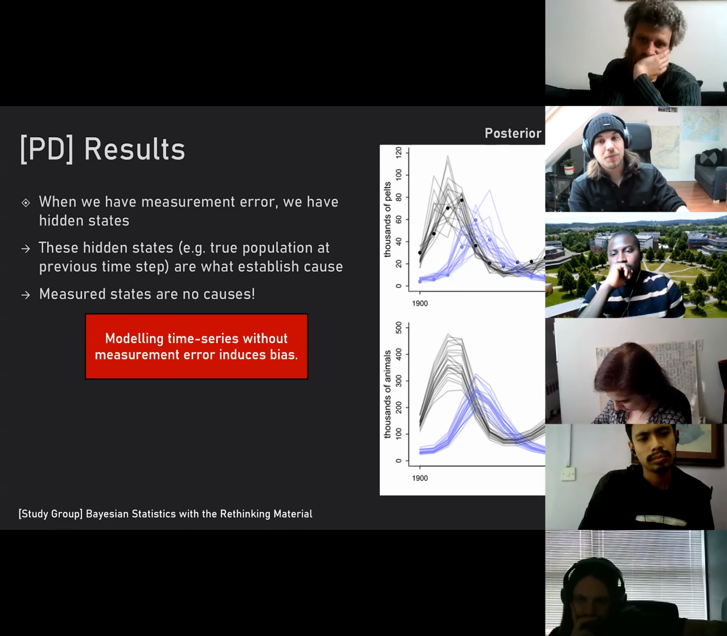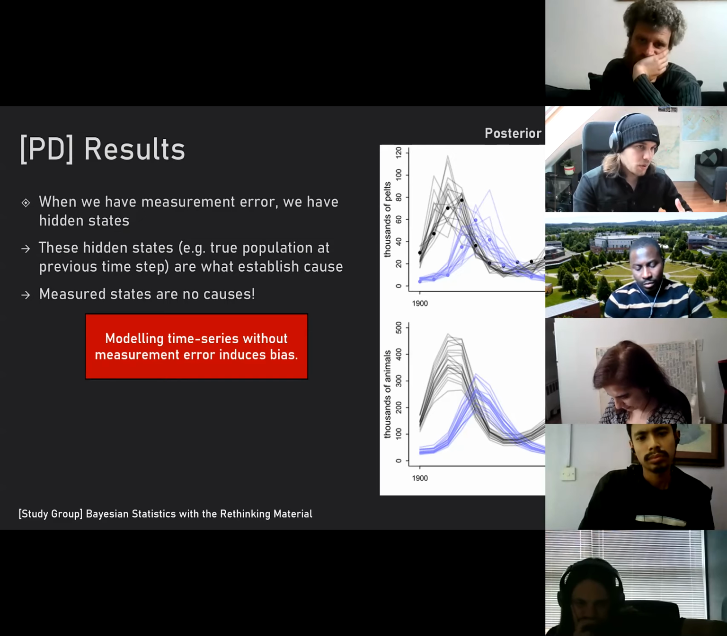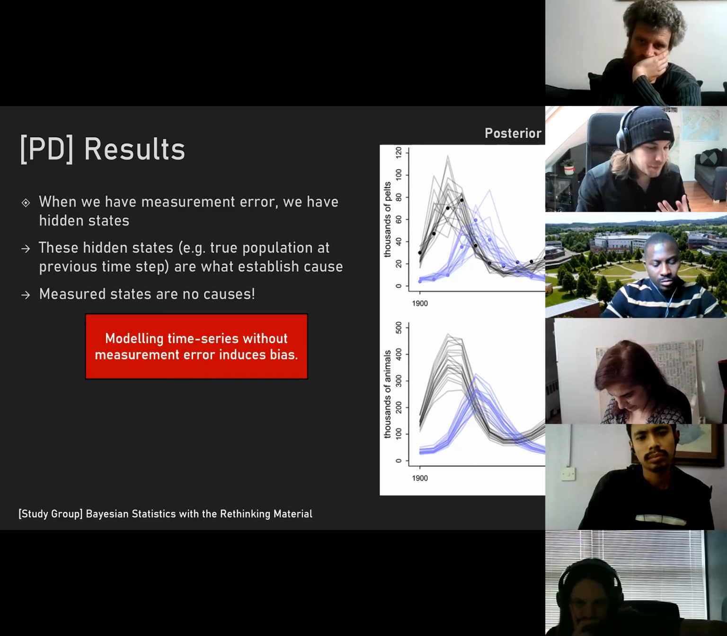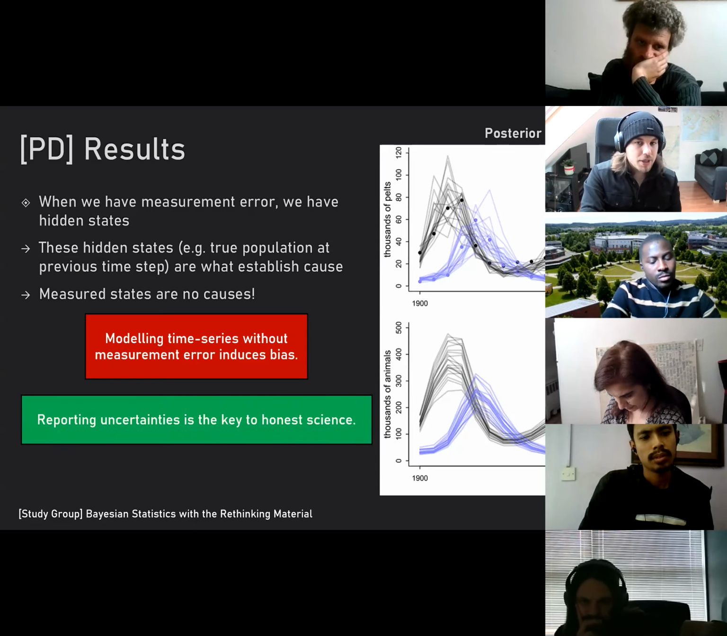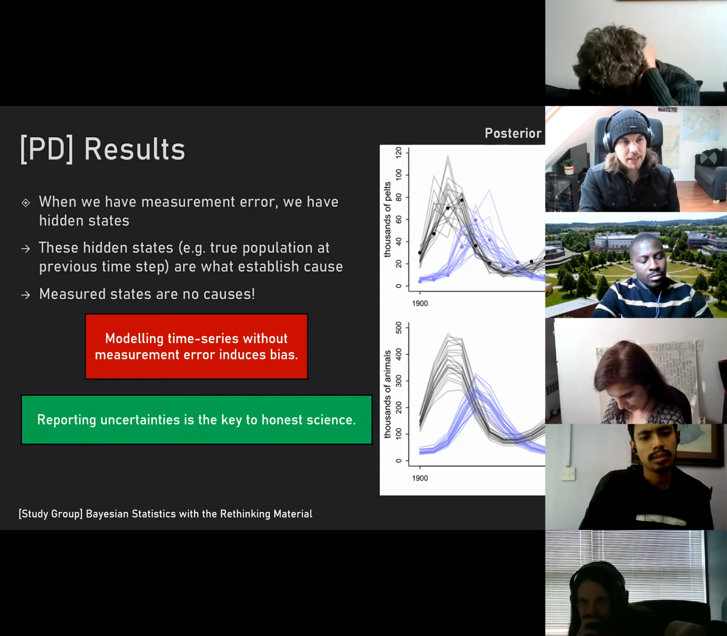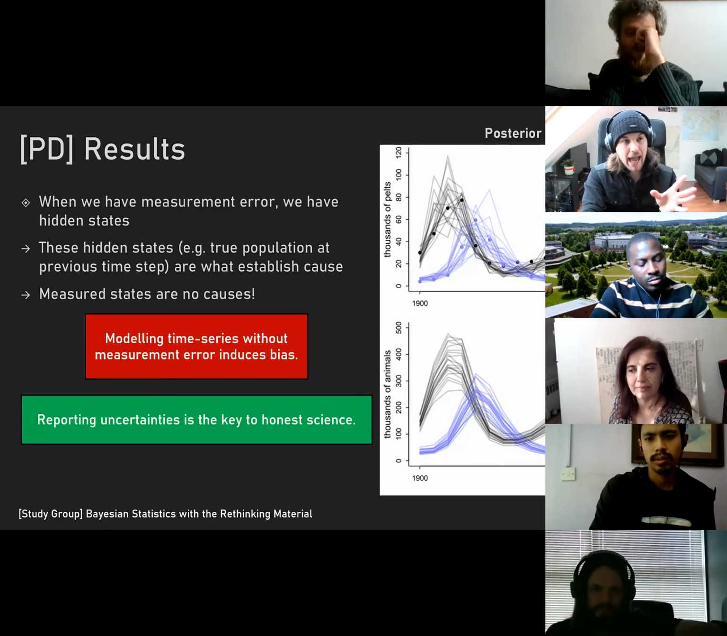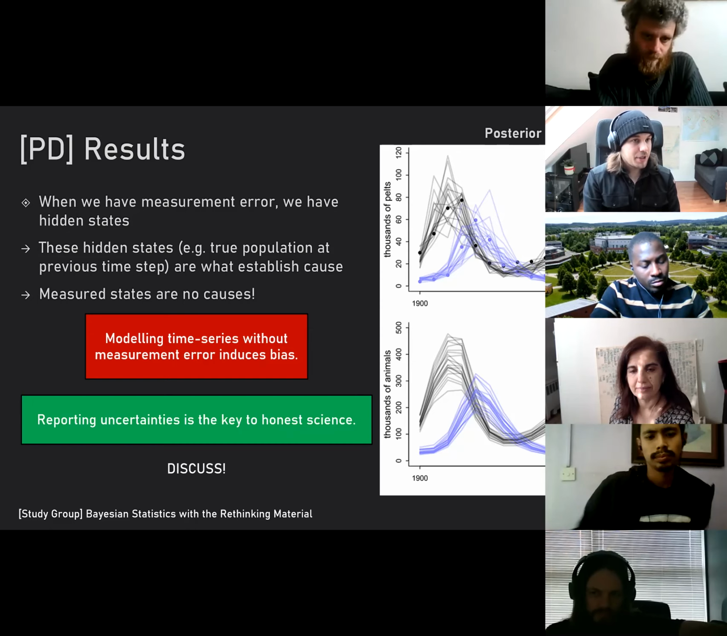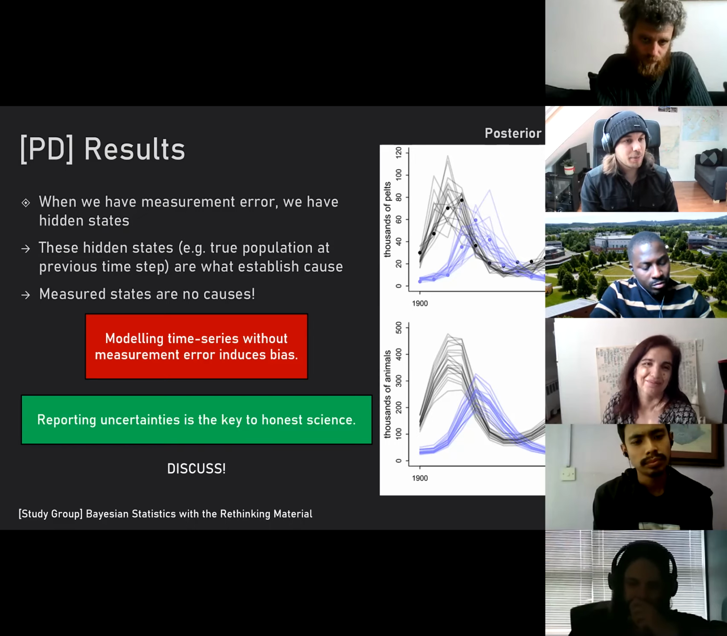On the right-hand side, you can see that we're doing a decent job of fitting to the data, although not a perfect one. The big takeaway for me from this very last slide is that reporting our uncertainties is the key to reporting honest science about how much we should trust our model. And I am very happy to discuss this, as this is the very last slide that I have prepared for this study group.